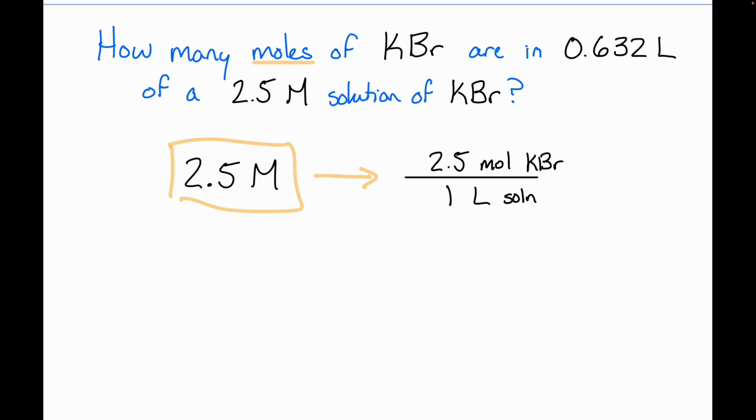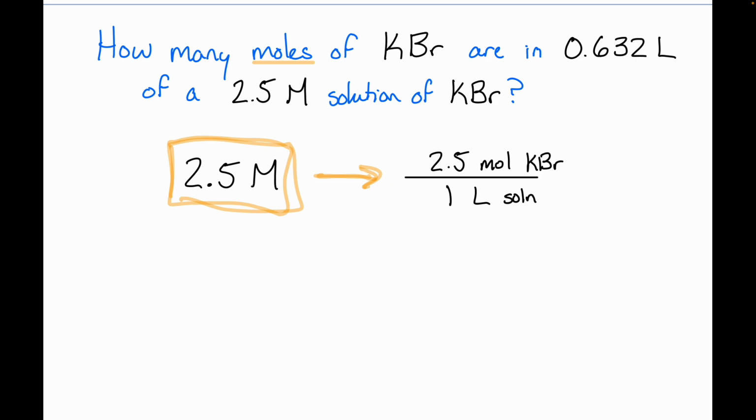All right, so I'm given this nice little shorthand that we use, 2.5 big M, 2.5 molar. I'm going to convert that into one of those ratios, one of those conversion factors that I can use in my math. Lets me know that everything's set up correctly. Okay, so again, separating out those complex units.